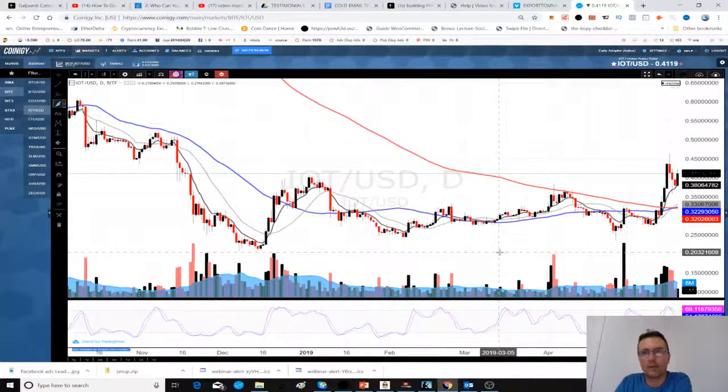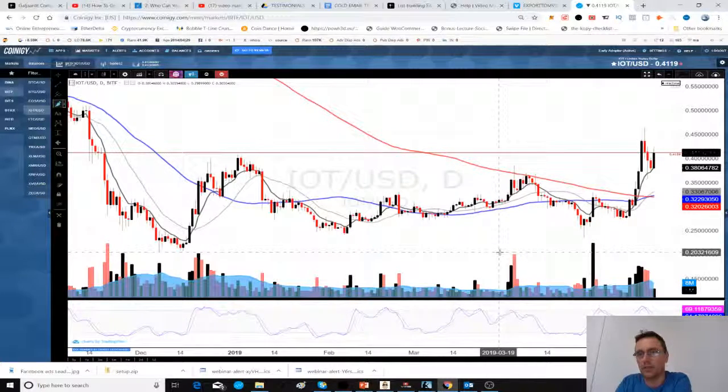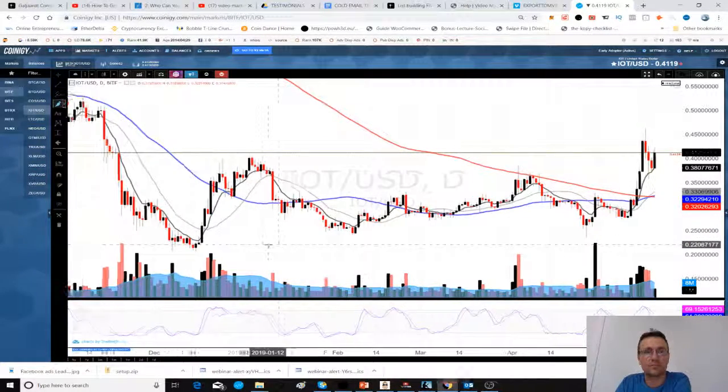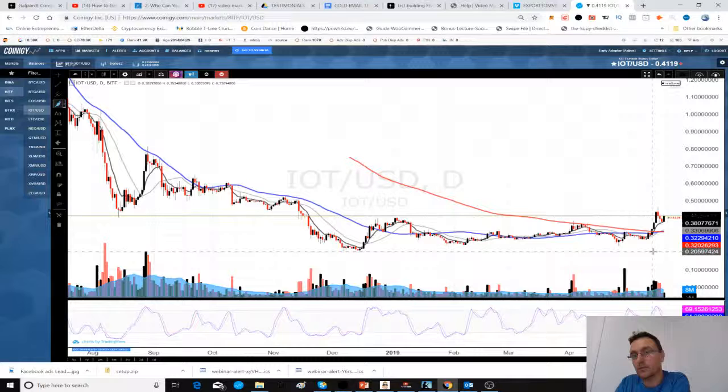Okay, now. IOTA, Internet of Things. There are some really, really big players that are behind this Internet of Things. But anyway, we've had a great breakout. Look at all that accumulation with the volume there. It's fantastic. It just looks awesome. Anyway, that's a buy. That candle right there, that was the buy.